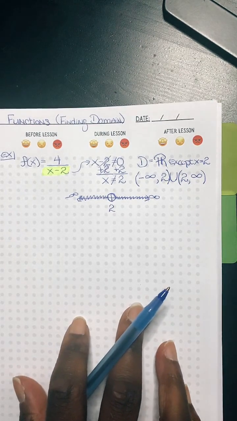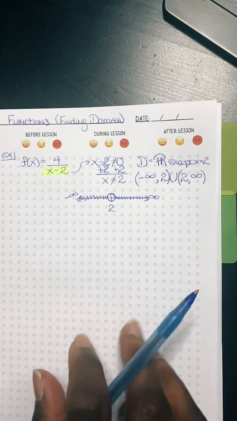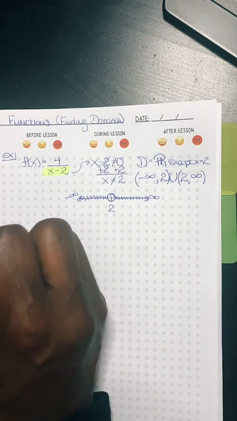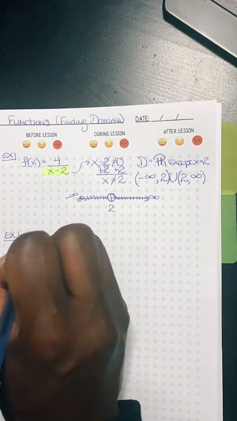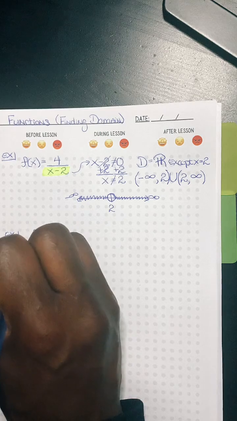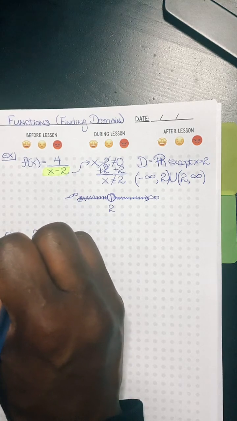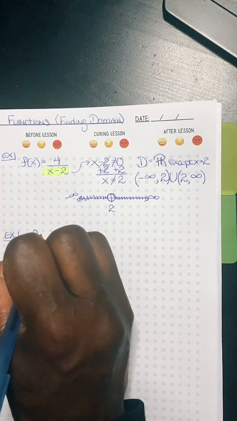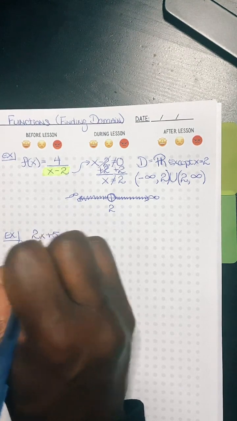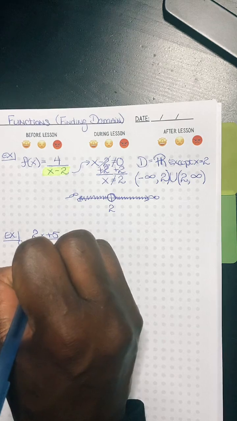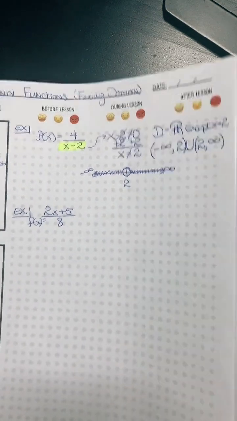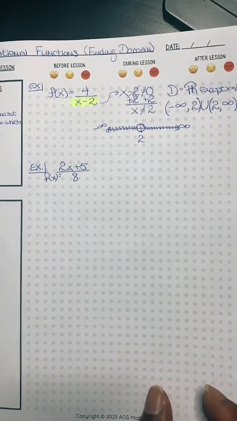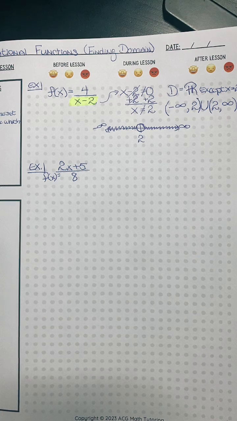All right. So let's take a look at another one. So let's say we have f of x is equal to 2x plus 5 over 8. So 2x plus 5 over 8.